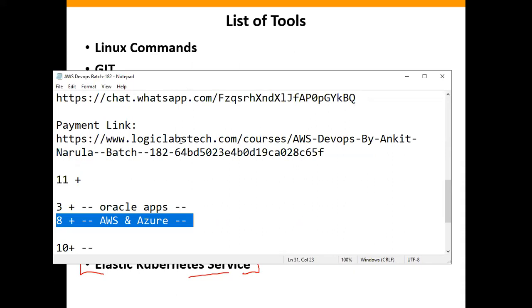So in order to get Azure DevOps, we have one prerequisite, right, like Azure admin. Do we have anything like that for DevOps in AWS? No, we don't have it. Whatever is required, we are covering in that training. In AWS also, we are covering it.